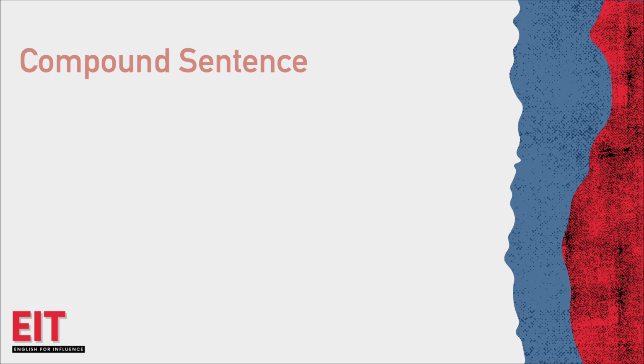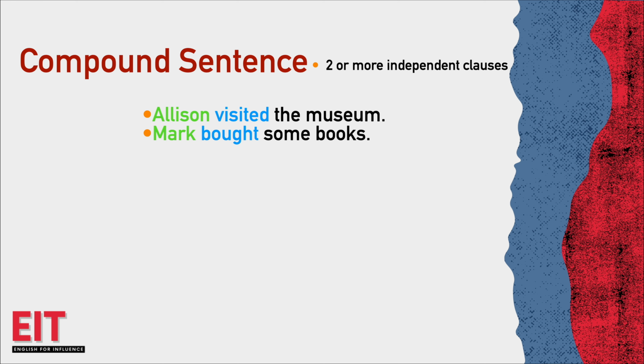Now let's look at a compound sentence. So a compound sentence has two or more independent clauses. Let's go back to our examples. But this time, let's separate them. Okay, this time Allison visited the museum and Mark bought some books. So they did certain things differently. Now, let's combine them using and. Allison visited the museum and Mark bought some books.